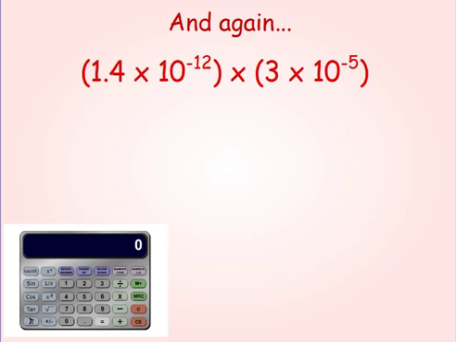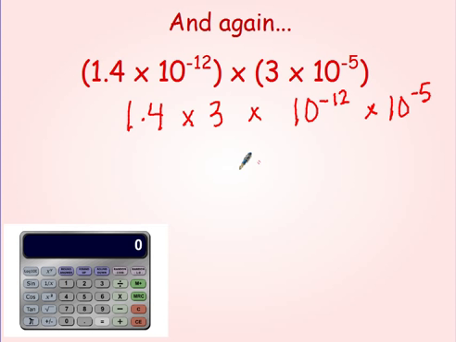One more time, only this time with negative exponents. I'm going to rearrange my numbers so that I know I need to multiply 1.4 to 3, my two coefficients. And I need to multiply 10 to the negative 12th power to 10 to the negative 5th power. 1.4 times 3 gives me 4.2.